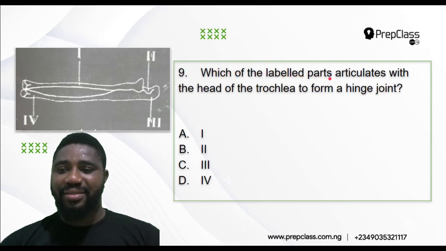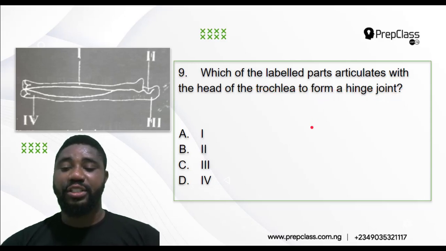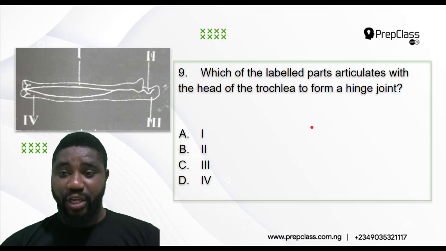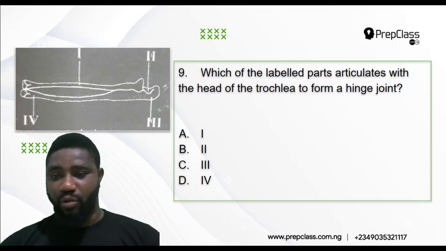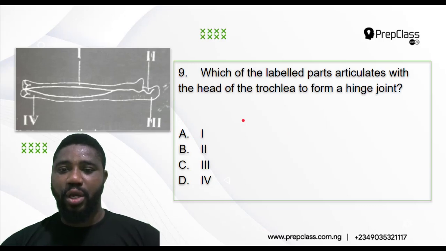Which of the labeled parts articulates with the head of the trochlear to form a hinge joint? You know, a hinge joint is a joint that moves in one direction only. Is it 1? Is it 2? Is it 3? Is it 4? Which of them articulates to form a hinge joint? Is it this side? Or is it this side?